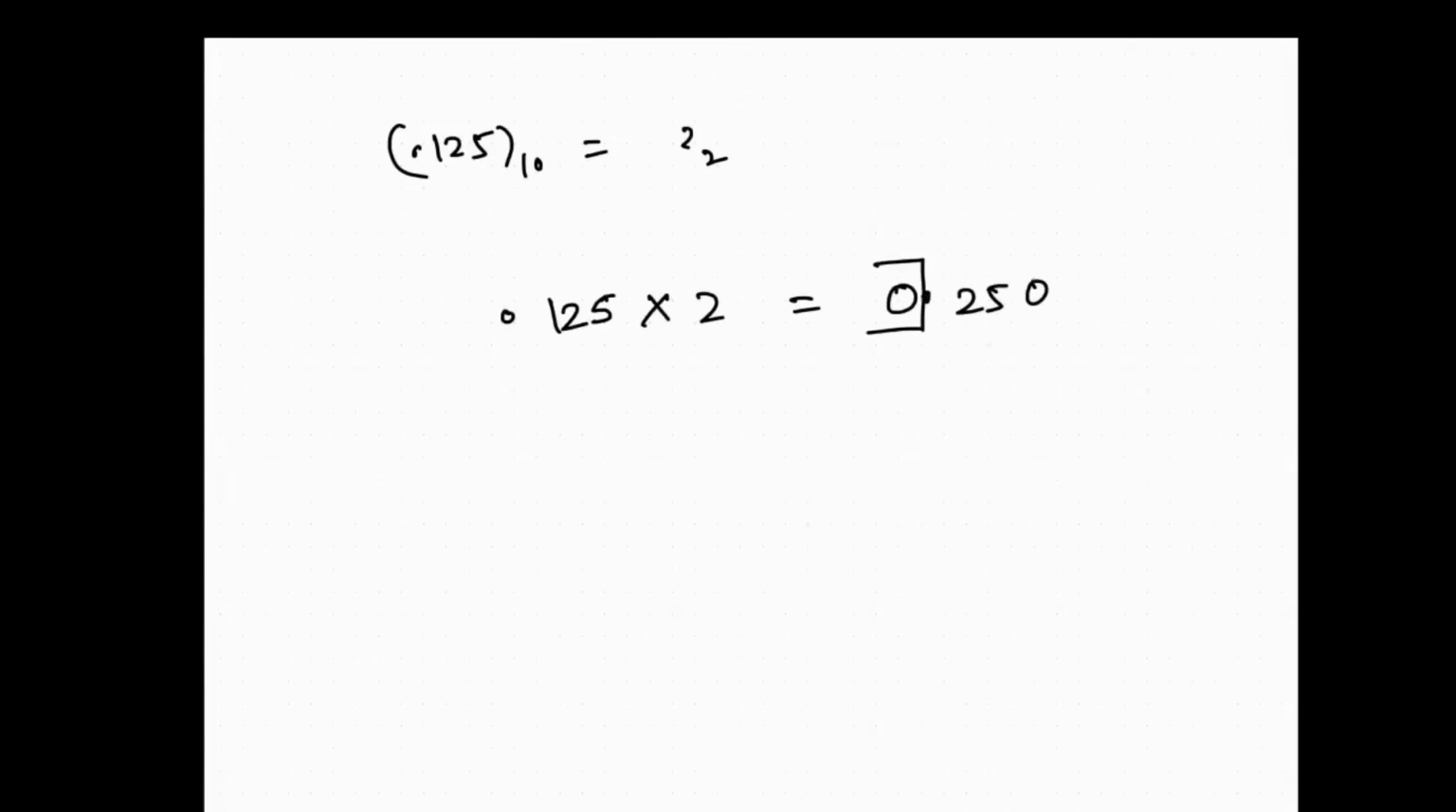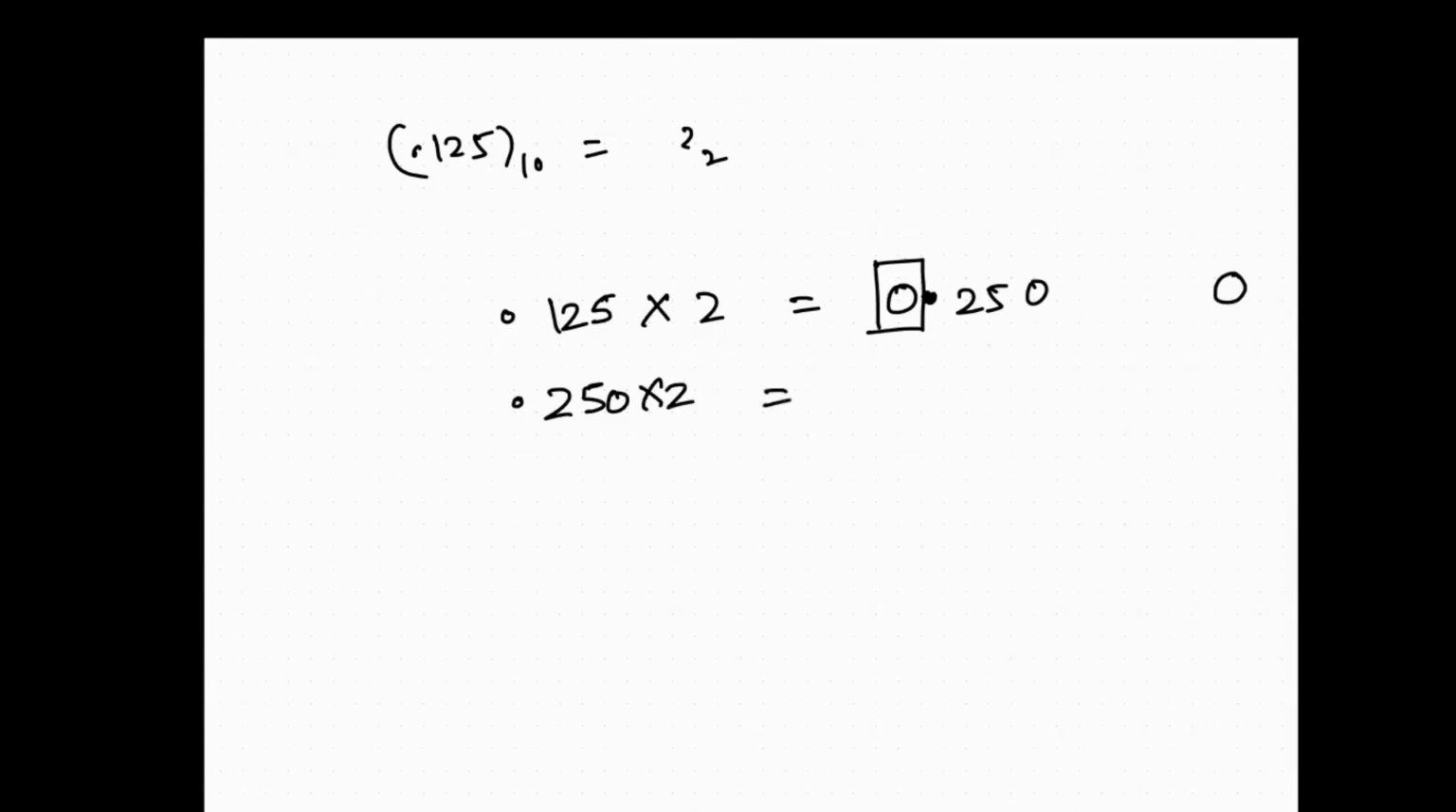So we have the number 0.125 base 10. What is this number in base 2? That's the question. We start with the number in base 10. Multiply that with 2, that gives us 0.250. Look at the number before the decimal point, put it here. Repeat the procedure.